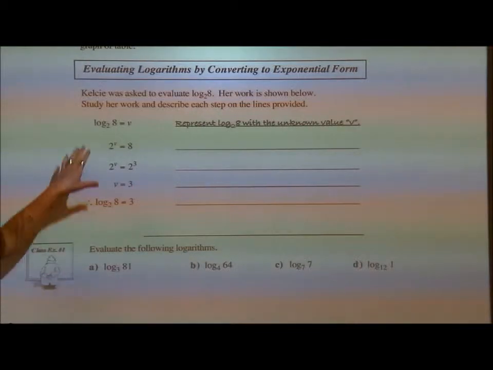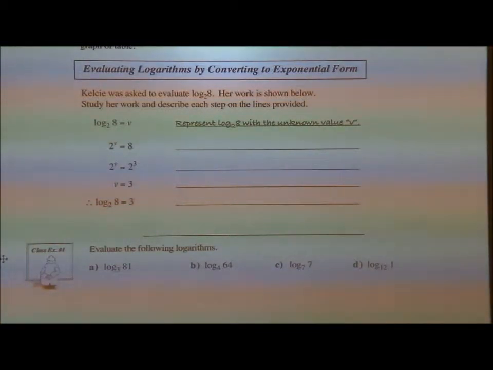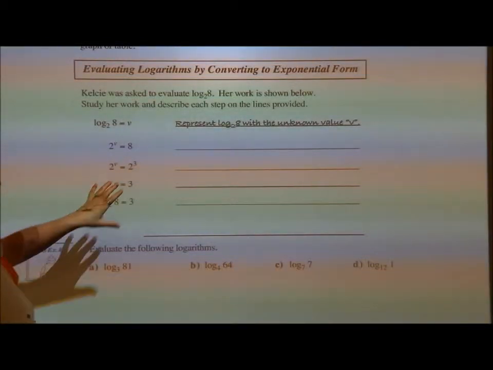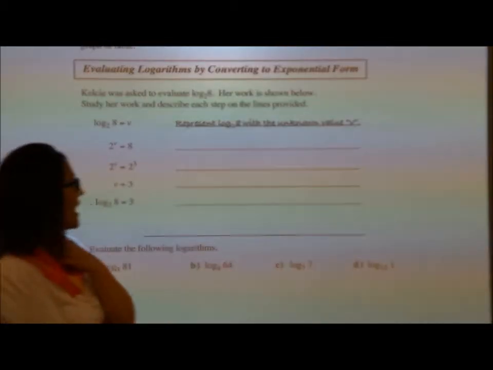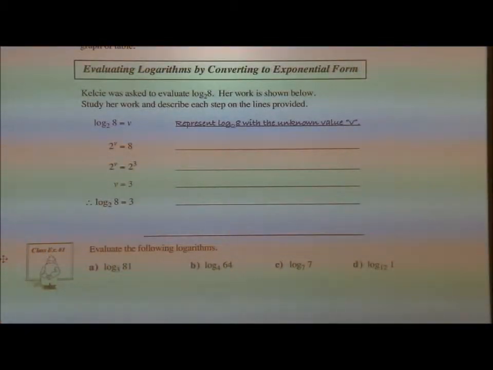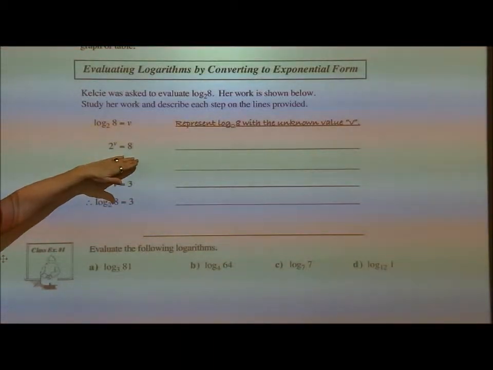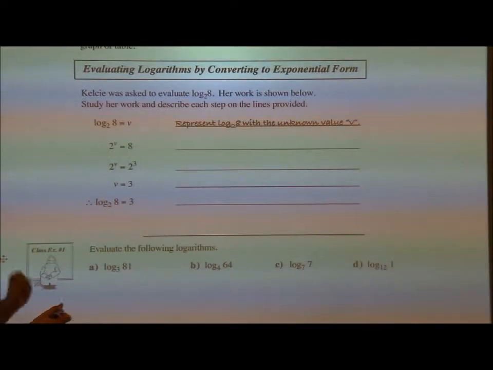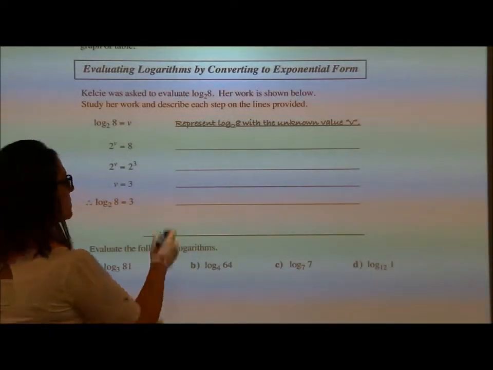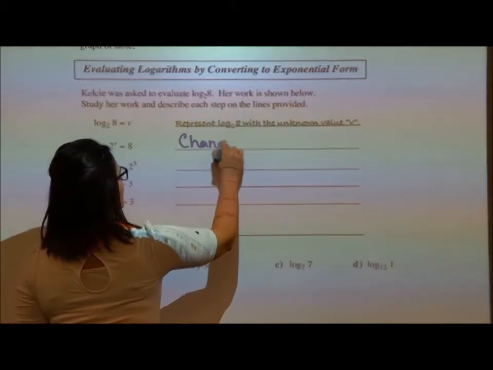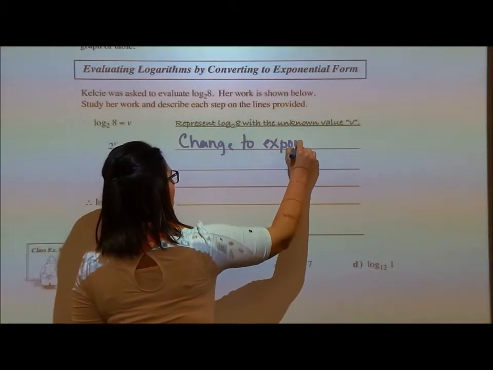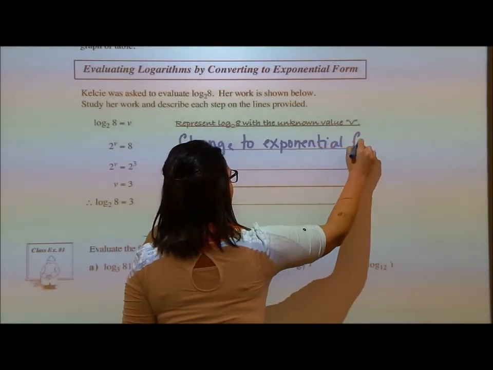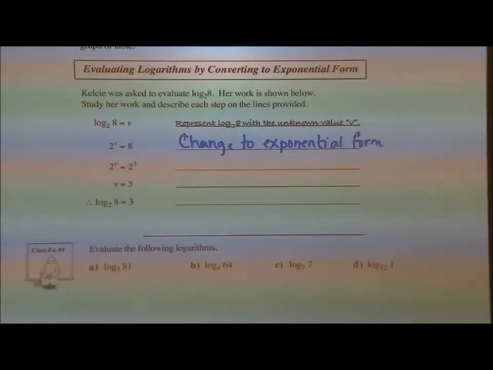Okay. So she starts off by letting log base 2 of 8 be equal to v. So her process was to represent log base 2 of 8 with an unknown value v. So log base 2 of 8 is going to equal v. What did she do in the second step? Put it into exponential. Okay, so change to exponential form. So now I have 2 to the power of v equals 8.